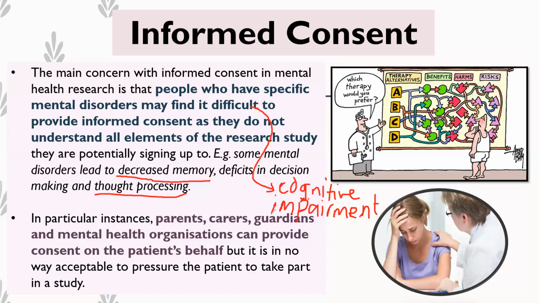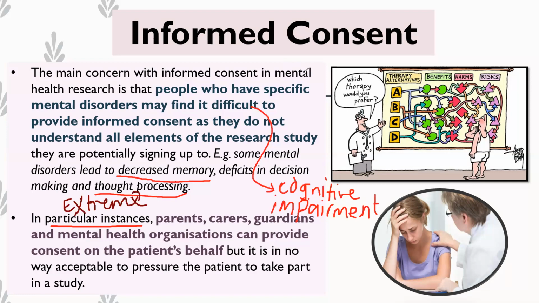Now, what can mental health patients do? Obviously, we can't just stop mental health research altogether. We still need to have participants that have depression. We need to be able to test on them, because we can't just have an idea of what depression is like without working with and involving people who have depression themselves. So in particular instances, and when we say particular instances, we're talking about extreme instances. This is not saying that every person with depression will be unable to give informed consent, but obviously the more severe cases might have difficulty giving that.